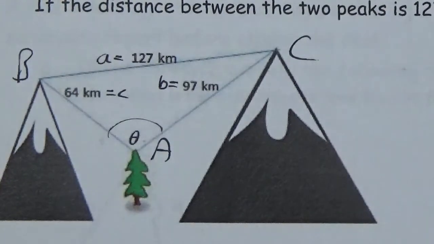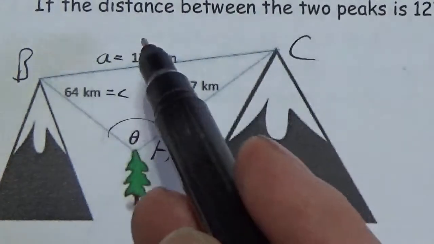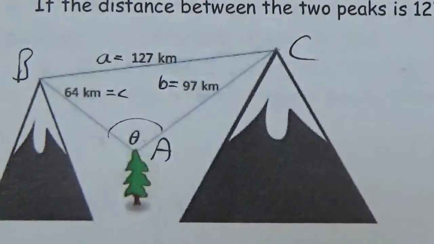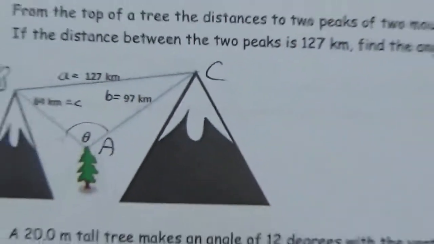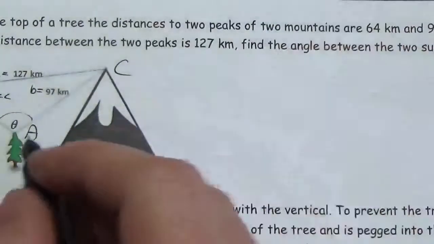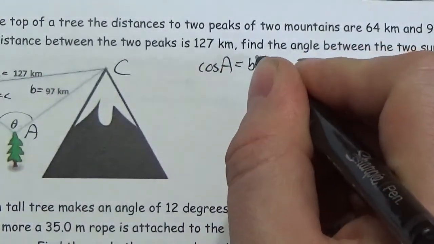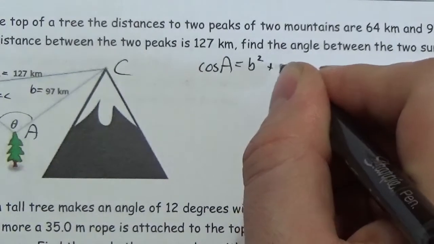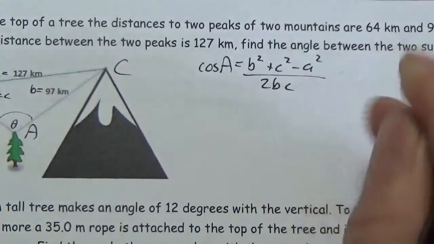What am I going to use? Well, it's clearly not a right angle triangle, so I can't use just your regular old sine, cos, and tan, your primary trig functions. It's got to be something a little bit better. And because I don't have an angle and the side opposite it, I can't use the sine law. So this is definitely a cosine law problem. Now let's move over here. I'm looking for angle A, so the cosine of A will equal, and I remember that this is b squared plus c squared minus a squared all over 2bc.